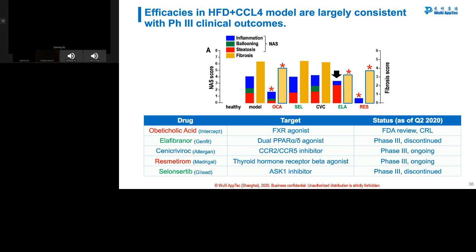Anyway, so as in the fibrosis, steatosis, as in the statistics, okay, right? So as I mentioned very early on, all models are wrong, but some are useful. So I hope that I have demonstrated the utility of the high-fat plus CCL4 model.